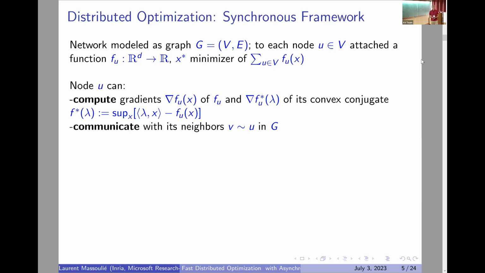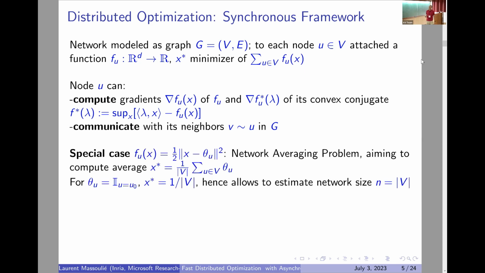And I'll be making good use of duality. So I'll also be assuming agents can compute gradients of the dual Fenchel-Legendre convex conjugate function f star, that is the dual of their own private function. So defined as a supremum over x of lambda scalar x minus f_u of x. On top of those computation primitives, they can communicate with their neighbors in the graph. Okay?